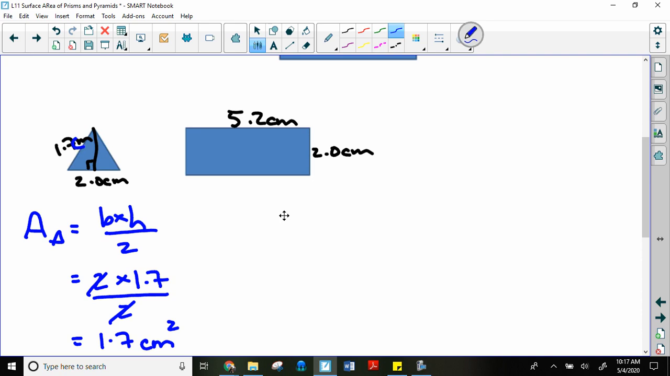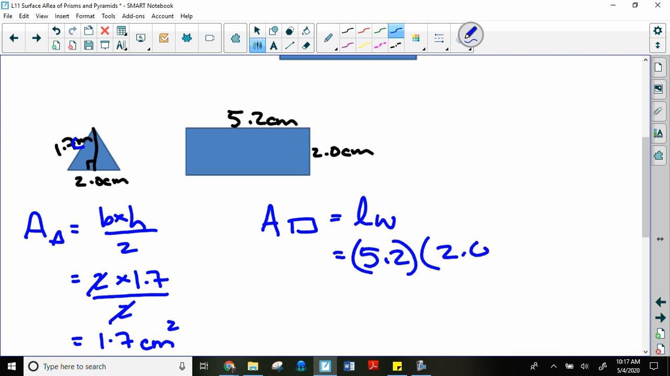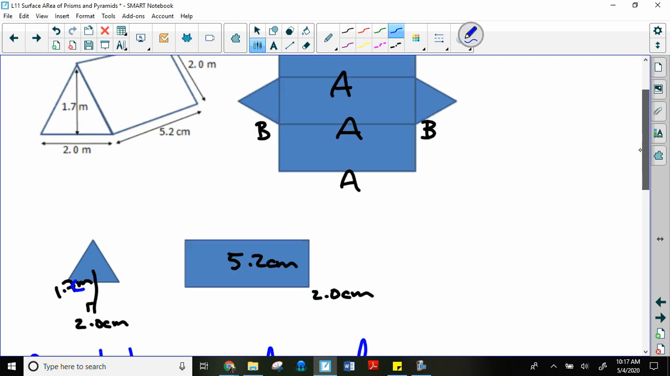And then with our rectangle, area of a rectangle is just length times width. So we would go 5.2 multiplied by 2.0. Double check on your calculator. 5.2 times 2 is 10.4. Okay. 10.4 centimeters squared. Now we have to figure out how many of each piece there are.